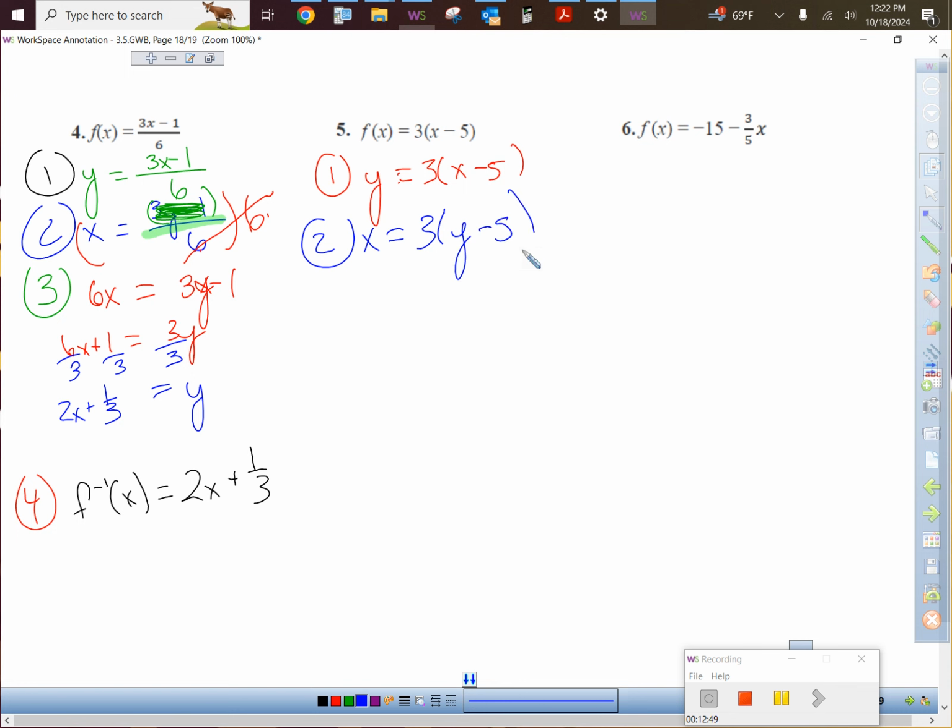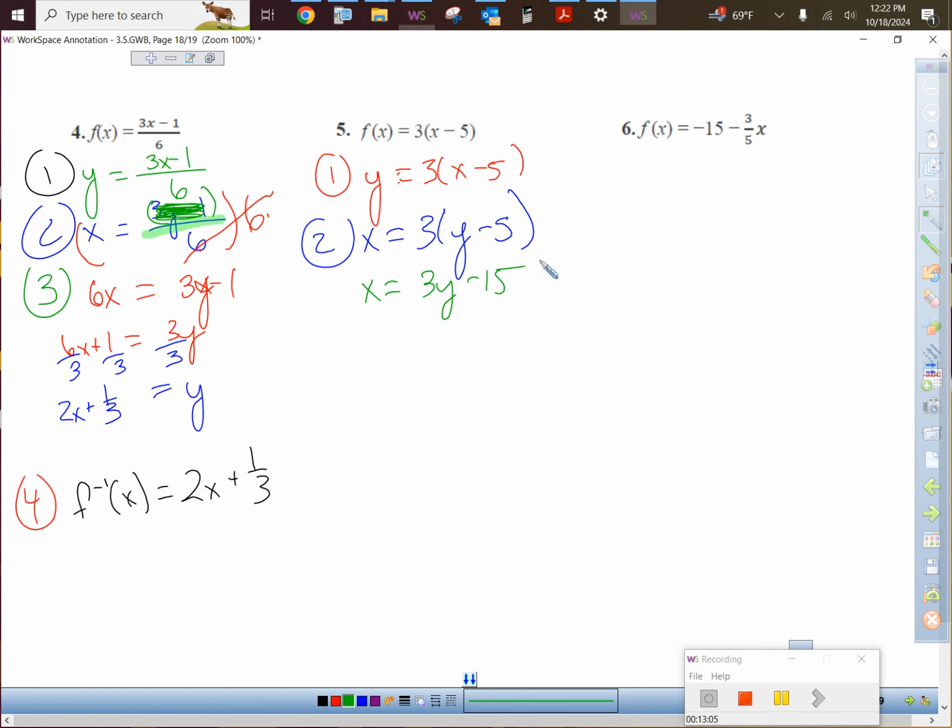Then what you could do is distribute the 3 if you wanted to. It's probably an easy move, right? I think that would be a little nicer for us here, so let's do that. Let's distribute the 3 through the parentheses. So that would be 3y minus 15. I think that's a pretty easy move right there.